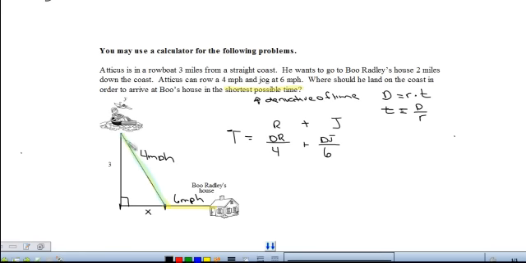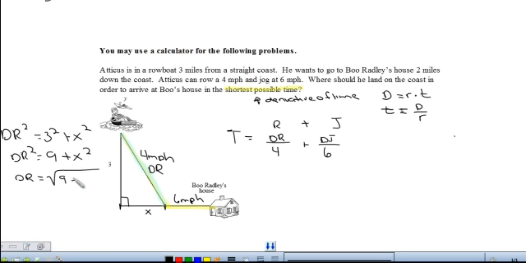So I'm going to use the Pythagorean theorem to find this distance, and we're just going to call it the distance of his rowing. So the distance of his rowing squared is equal to 3 squared plus x squared. So that's going to be 9 plus x squared. So his distance of rowing is going to be the square root of 9 plus x squared. So that is this distance right here, square root of 9 plus x squared.